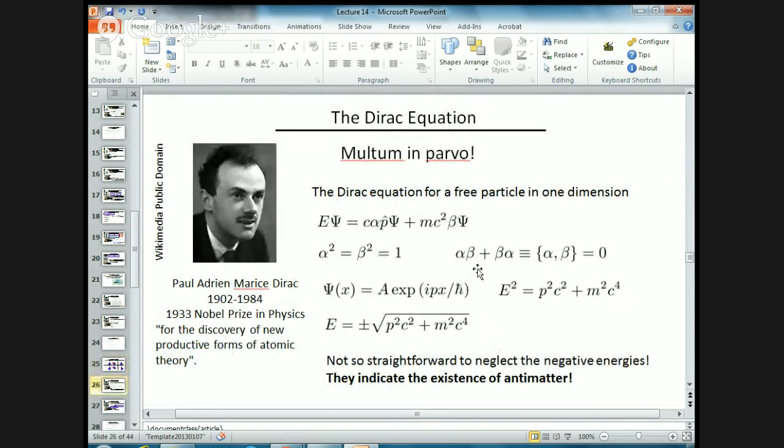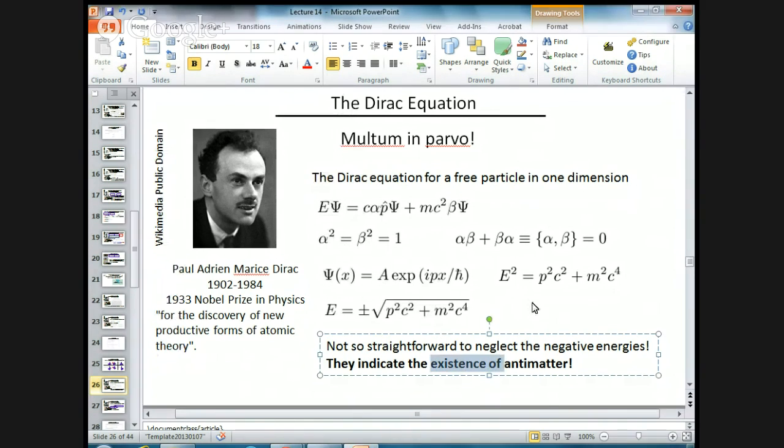Okay, so we get this equation, and then we can find solutions that are plane waves for a free particle. As an exercise later, I ask people to show that if you have a solution of positive energy, you can construct from it a solution of negative energy. The solutions of negative energy are indistinguishable in terms of boundary conditions, everything, from the solutions of positive energy. They're perfectly acceptable, and they indicate the existence of antimatter.